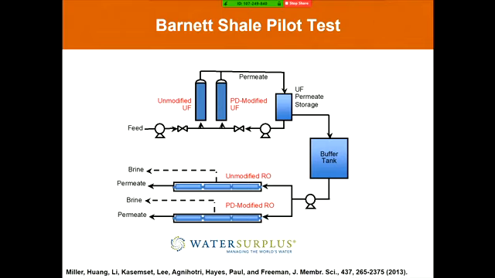And so this is showing results of a pilot test for flowback water purification up in the Barnett Shale region. This is about 200 miles north of Austin in the Dallas and Fort Worth area. And so we compared the performance of an unmodified and polydopamine modified ultrafiltration membrane in the fouling performance.